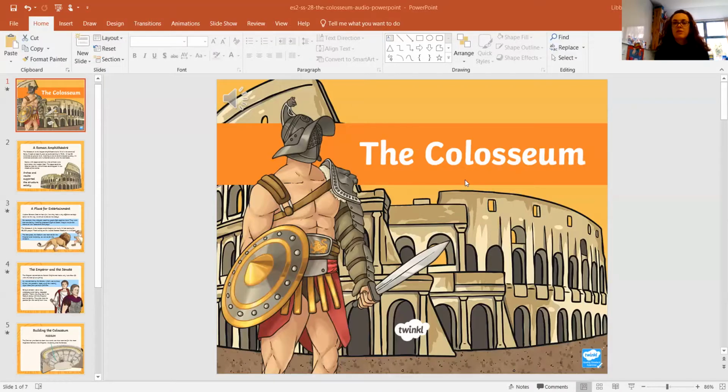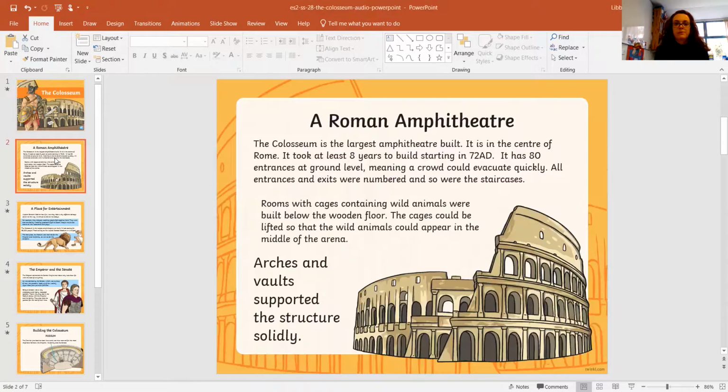So the first thing I need to do is to share with you a PowerPoint which is all about the Colosseum. Now the Colosseum is the name of an amphitheatre in Rome in Italy. Okay, so we're going to find out some more information about the Colosseum first, because this is going to be the centerpiece of our artwork. And then I'm going to show you another PowerPoint that also explains how and why we're doing our artwork in this particular way. And then I'll share with you how to make it as well.